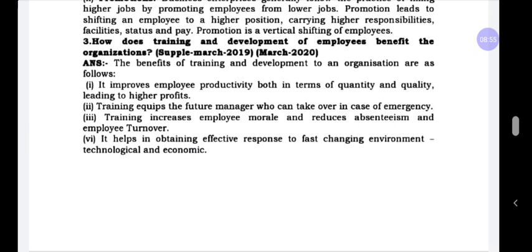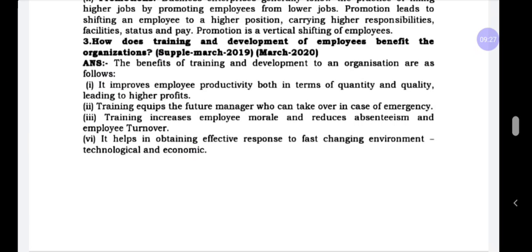Next one, training increases employee morale, reduces absenteeism and increases turnover. That means if you give good and proper training to the employees, our production will increase turnover. With this they can increase profit, and also if you give very good training, the employees will show more interest in working. So that is the reason they will not be absent, they will come regularly to the organization.